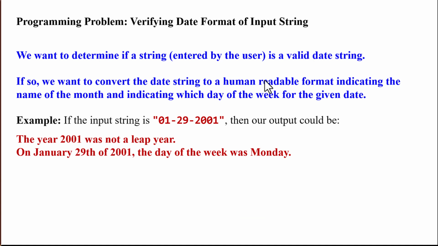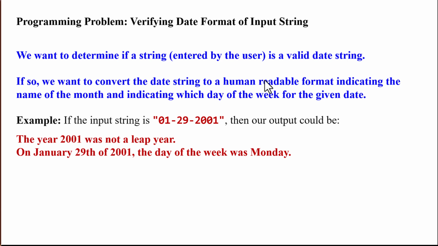So here is our programming problem. What do we really want to do? We want to determine if a string entered by the user is a valid date string. And we'll talk about what constitutes a valid date string in a moment. And if the string is a valid date string, then we want to convert the string to a human-readable format indicating the name of the month and also indicating which day of the week for that particular date.